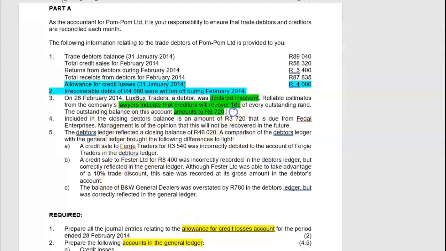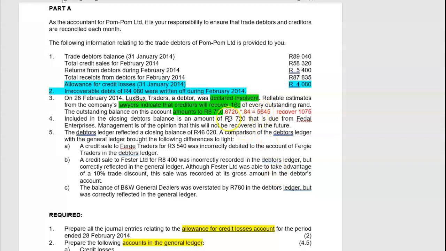So when we're going to write off the debt here, we are only going to write off that portion that is not going to be recovered. So 84 cents in the rand, 100 less 16 equals 84. So 6720 times 84 cents gives us an amount of 5645. So the amount that we're going to recover is 6720 times 16 cents. So we think that we will recover, we don't think so, there's very reliable estimates that we will recover 1075.